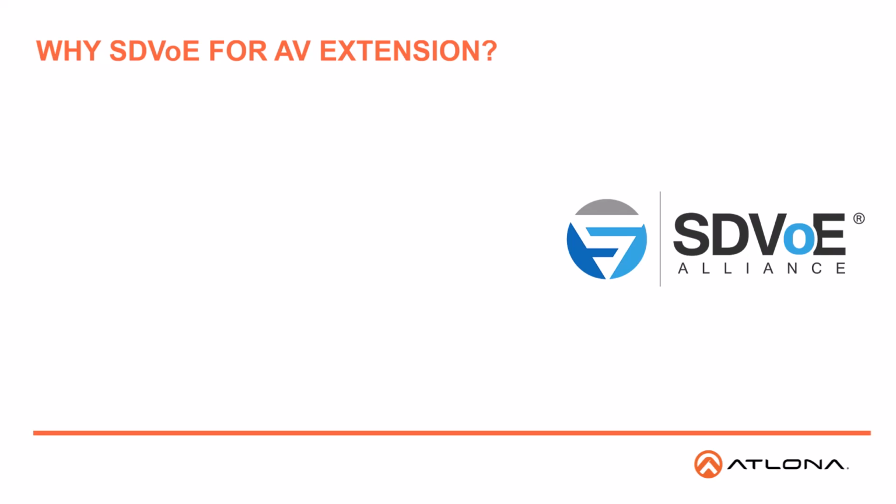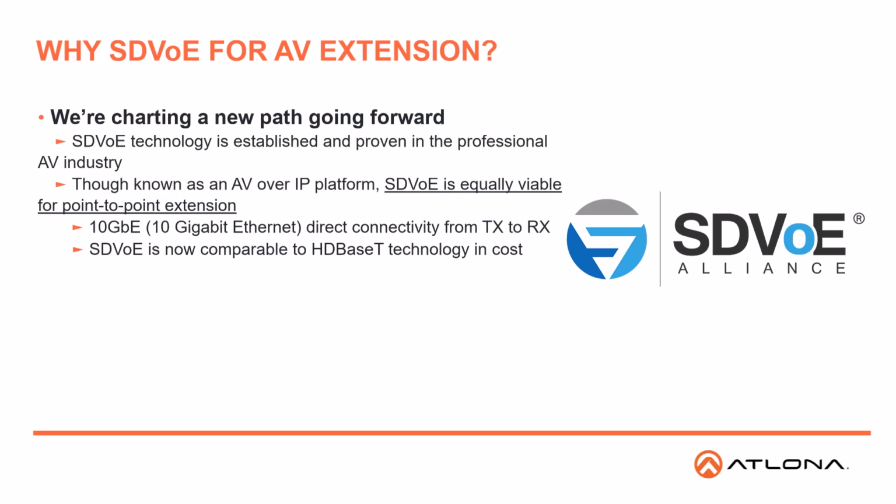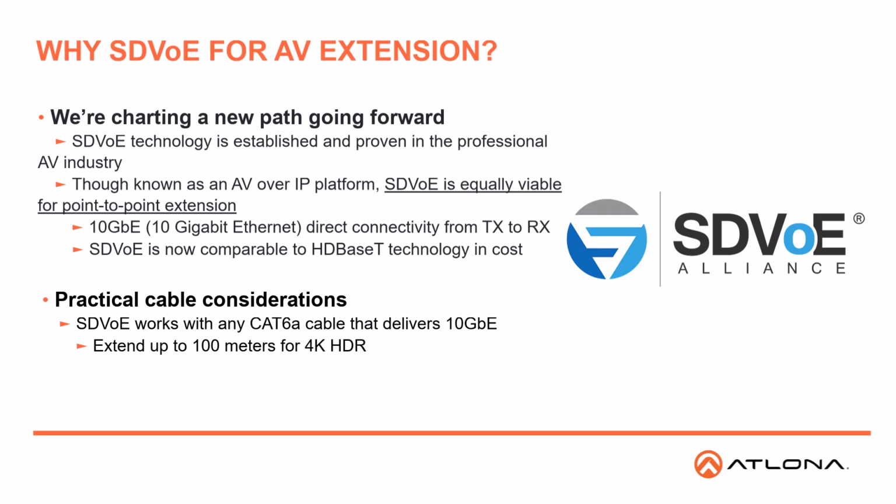Why did we choose SDVoE for AV extension instead of HDBaseT? We decided to chart a new path for several reasons. SDVoE technology is well established in the Pro AV industry. It is known as an AV over IP platform for 10 gigabit Ethernet. However, SDVoE is equally viable for point-to-point extension and has been promoted for many years as such. Also worth noting is that for cost, SDVoE is now comparable to HDBaseT technology, so you can expect SDVoE-equipped products to be priced competitively. There are also some cable considerations.